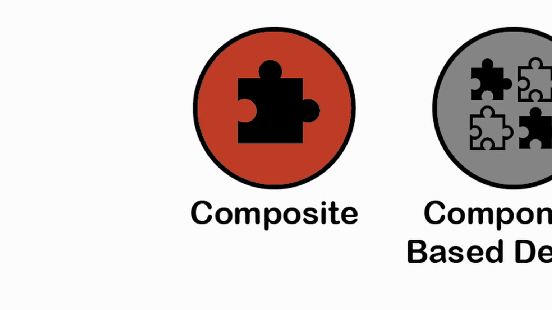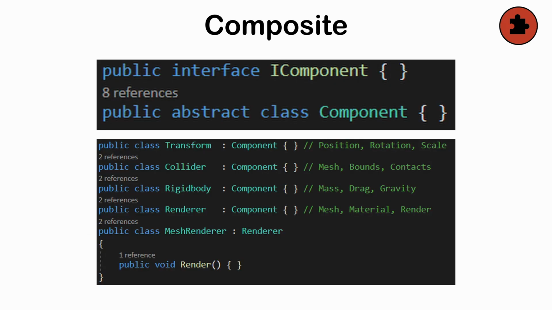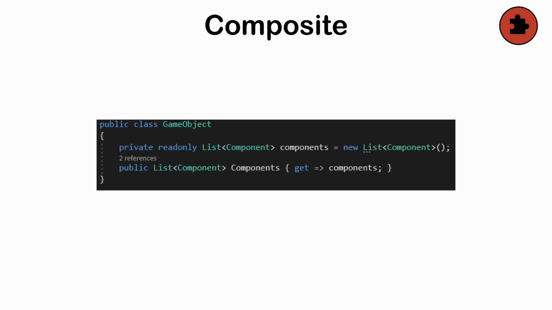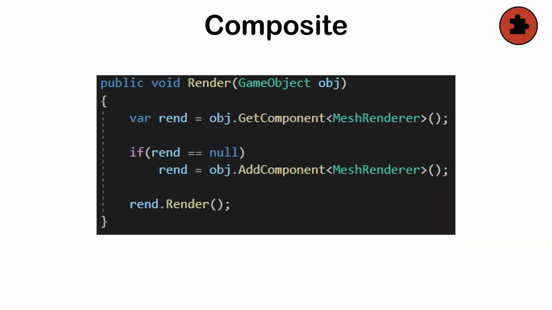The composite pattern. A way of structuring code in which an object's data and logic are distributed across multiple components. It starts by defining an interface or base class, often called component, from which other classes will derive. Objects then maintain a list of all required components and can reference them as needed. Helper functions can be created to add, remove, or retrieve components, granting access to various properties and behaviors.